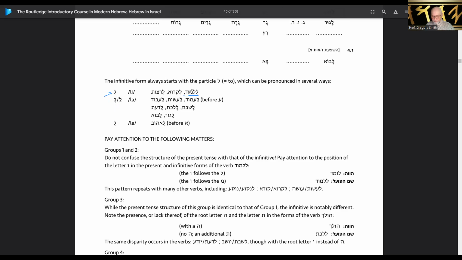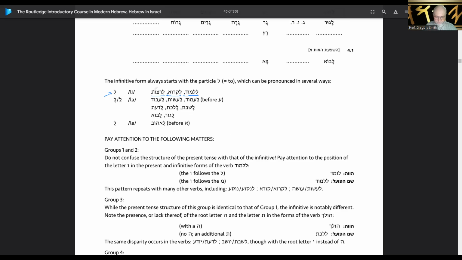I think we did that one already. Lilmod. Yeah, has to do with learning, to learn. Lilmod, okay, to learn. How about likro? Likro. To read comes from likro, comes from kara, the root, the shoresh. Kara, to read.